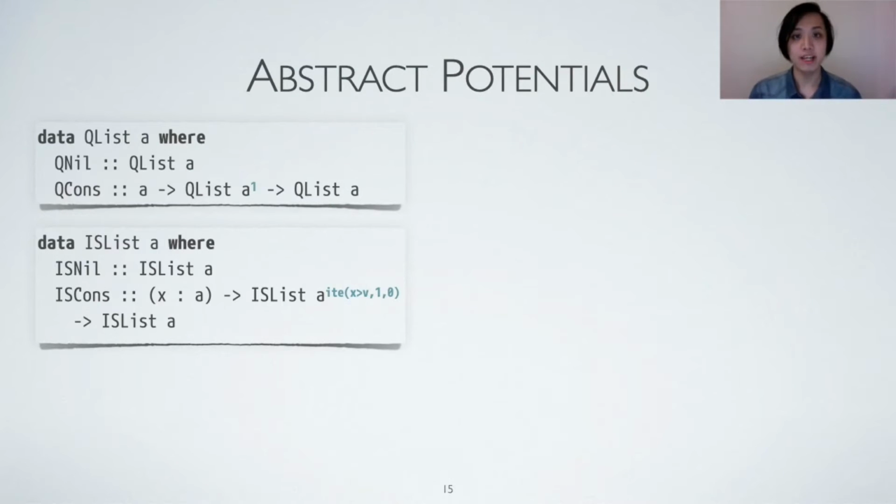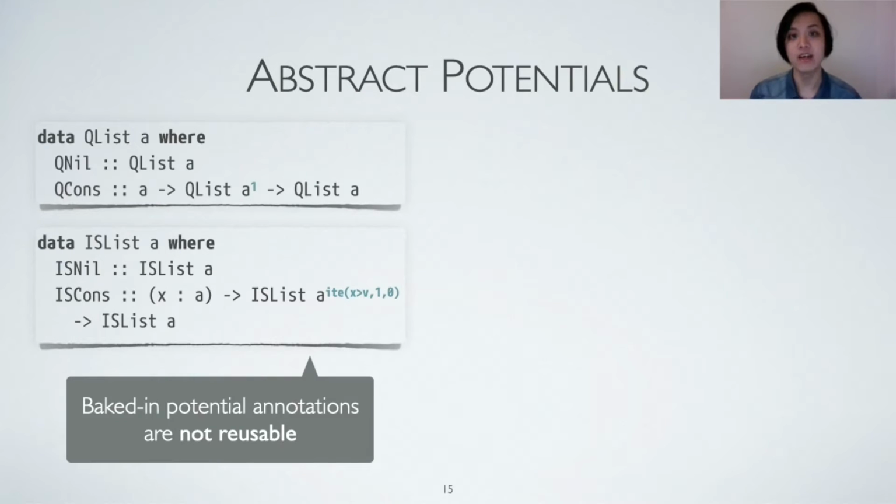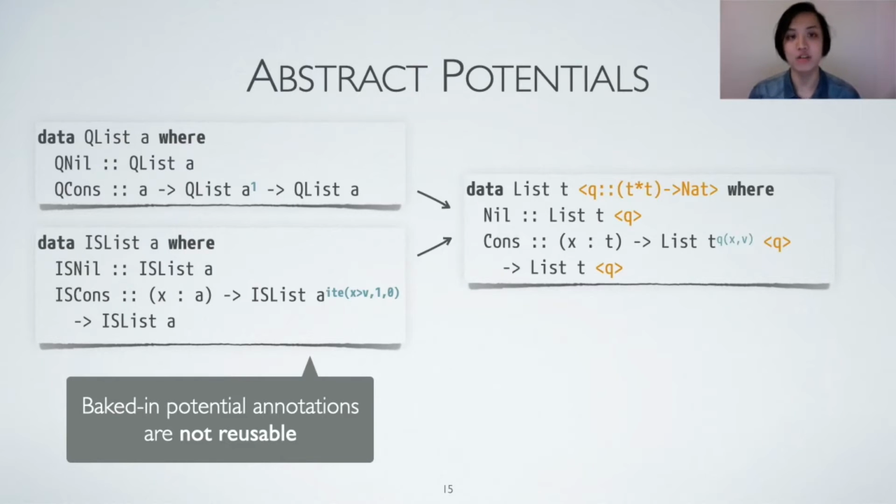However, inductive potentials on their own are difficult to use. The potential annotations are built into the data type definitions, so any slight change in the analysis or in the resource metric requires redefining a new data type. To address these issues, we have proposed a second mechanism. Abstract potentials. In liquid resource types, we allow data types to be parameterized by a numeric potential extractor.